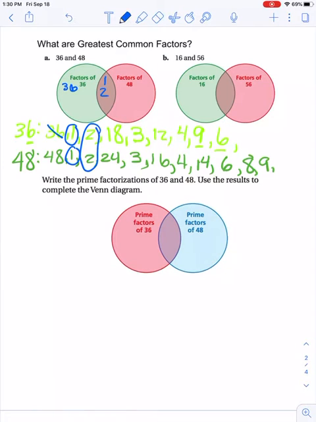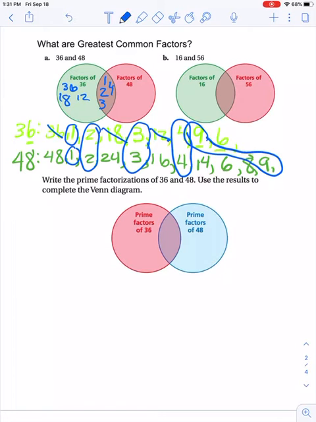2 is in both, so I'm going to put 2 in the middle. 3 is in both, so I'm going to put 3 in the middle. 4 is in both, so I'm going to put 4 in the middle. Let's see, then I'll just keep going. 18 is only on this one, so I'll put 18 over here. 12 is only on 36, I'll put it over here. 9 is actually in both, right? So I'm going to circle that one. 9 is in both, put it in the middle. 6 is in both, so I'm going to put that in the middle.